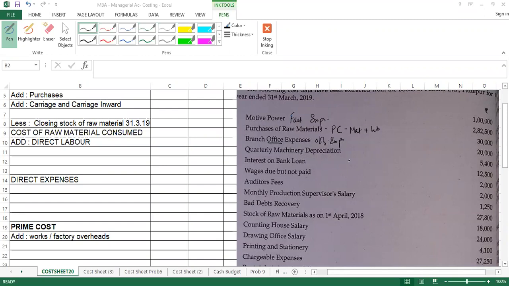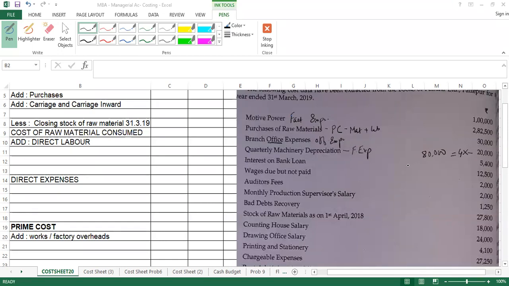Next. Quarterly machinery depreciation. The machine is being depreciated, and every 3 months they have given a value of 20,000. We are doing the calculation for 1 year, that is 4 quarters. So 20,000 into 4 is 80,000 rupees, the depreciation that we have to account for. This depreciation is on machinery, so it will be your factory expenses, factory overheads. I repeat, quarterly depreciation means 3 months, so 20,000 is for 3 months. For 12 months, it would be 80,000 rupees.